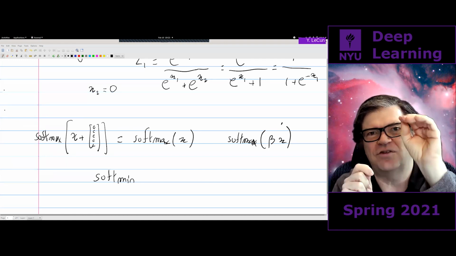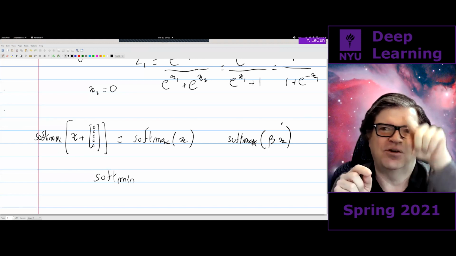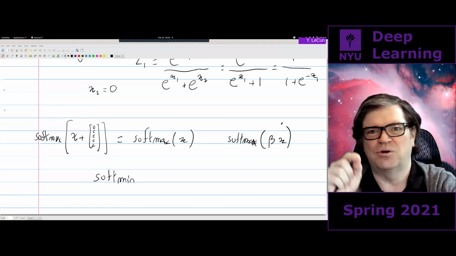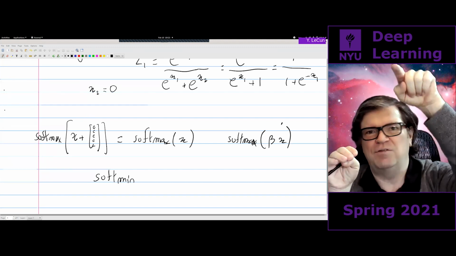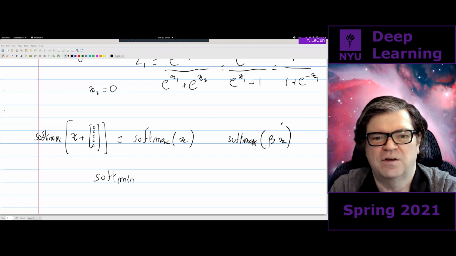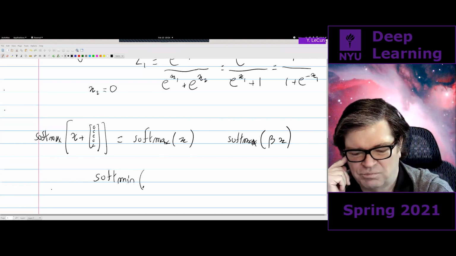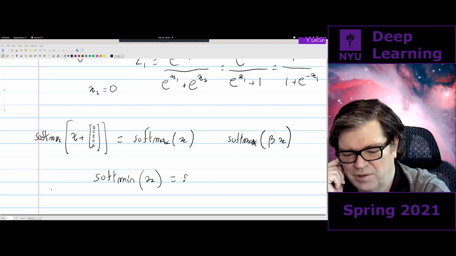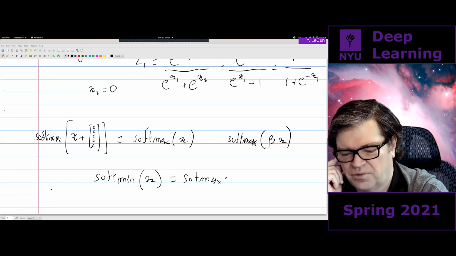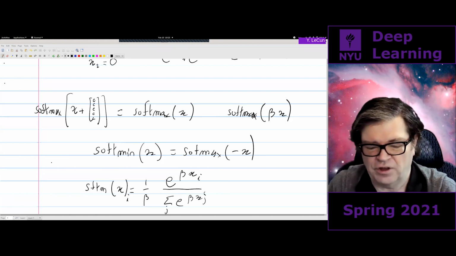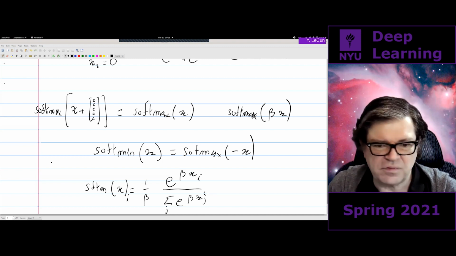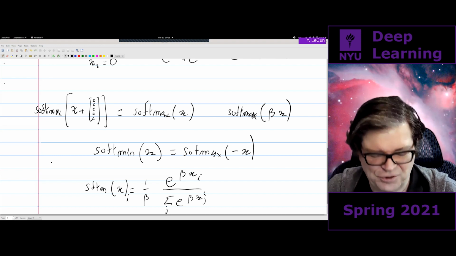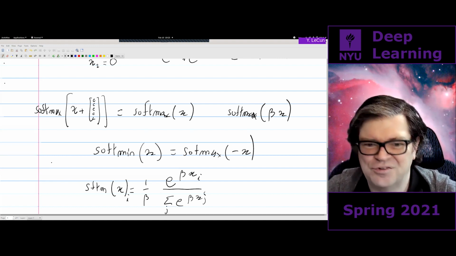Okay, for a small value of beta, you're going to have a smooth transition. As you increase one of the x's relative to the other ones, you're going to have a smooth transition between 0 if that component is much smaller than all the other ones, to 1 if it's much larger than all the other ones. So softmin of x is just softmax of minus x. Okay, so that's the generalized form, with a beta, and that takes care of negatives versus positives.